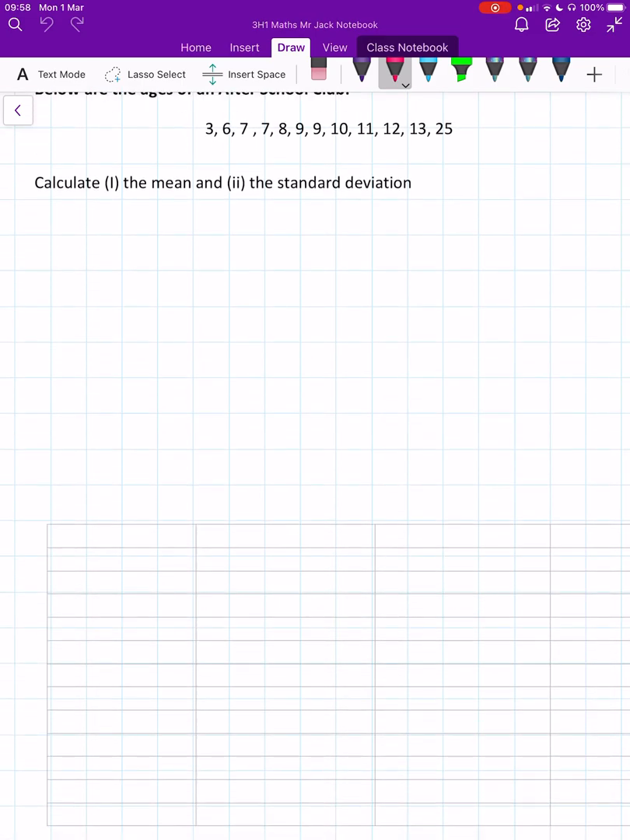The standard deviation we write as SD, I'm happy for you to use SD. And the standard deviation is the square root of the sum of (x minus x bar) squared, all over n minus 1. We take the square root of all of that. Now you're probably looking at that going, there's lots of things in there I just don't understand, and that's okay. So here we go.